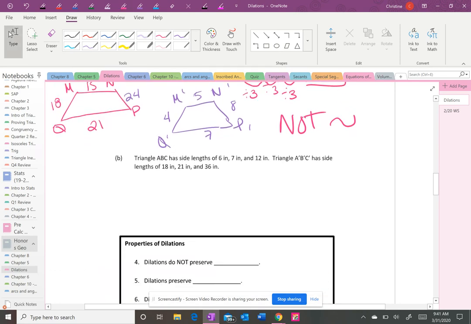This one, we don't need to draw a picture. Let's just do it. How do you get from 6 to 18 times 3, 7 times 3, 12 times 3? So this would be similar. So if you wanted to, you could say triangle ABC is similar to triangle ABC prime.